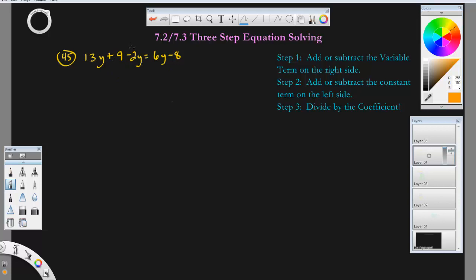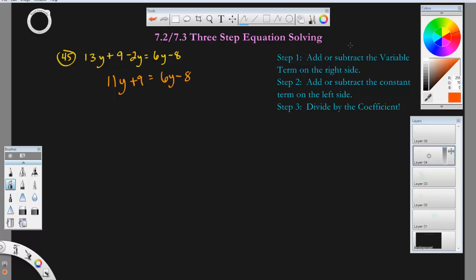All right, check it out there. Here we have two like terms on the same side of the equal sign, though. So we need to put those together. 13y minus 2y. How many y's is that? So we can just make this 11y. That's 13y minus 2y. That's 11y. Plus 9 equals 6y minus 8. I'm just recopying that. So now I've kind of compressed this problem into a three-step problem. Now we're starting with step 1.